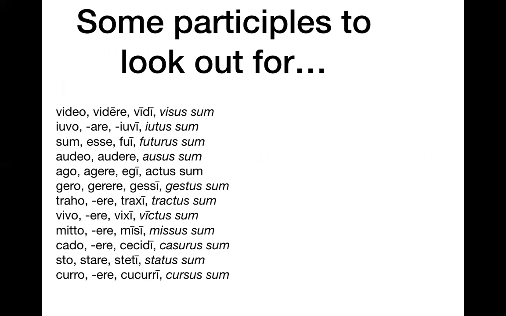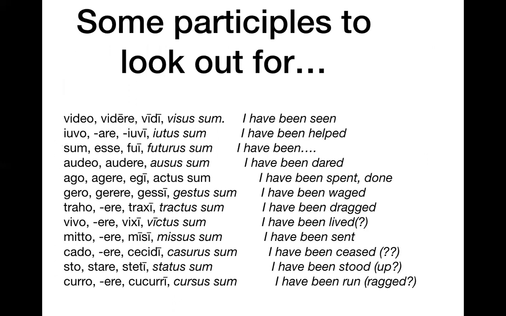Okay. Some participles to look out for. I try to pick the ones that maybe you would not recognize. So some of these actually do look pretty different from the first two principal parts. Like "I have been seen" looks pretty different from video, videre, but the first syllable is kind of similar. We never see this verb anyway, it means to help. You'd assume "I have been helped." That looks pretty different. Sum esse has a weird one. That one's not going to come up. Don't worry about it. Audeo, audere has no perfect stem, but it does have a fourth principal part.